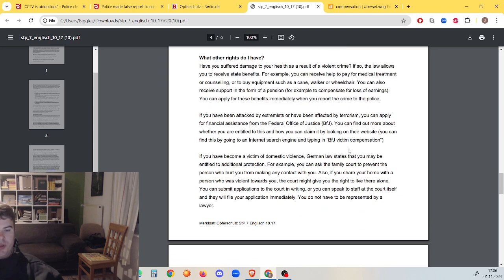Okay. What other rights do I have? And again, this is where you have more Fachchinesisch and you have a lot more phrases that need to be said that don't necessarily need to be known. Okay, so let's go through these paragraphs bit by bit and understand what is most important.